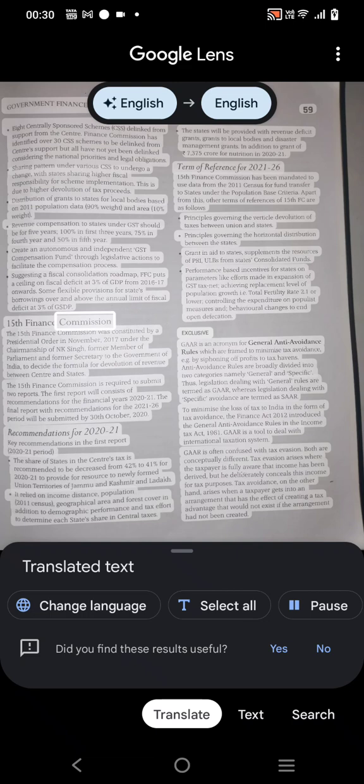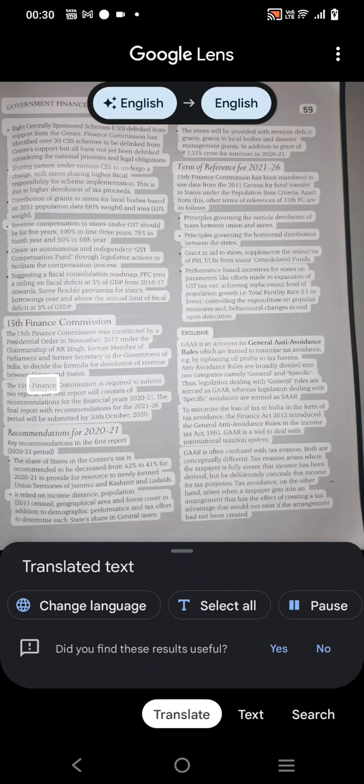15th Finance Commission. The 15th Finance Commission was constituted by a presidential order in November 2017 under the chairmanship of N.K. Singh, former Member of Parliament and former Secretary to the Government of India, to decide the formula for devolution of revenue between center and states.